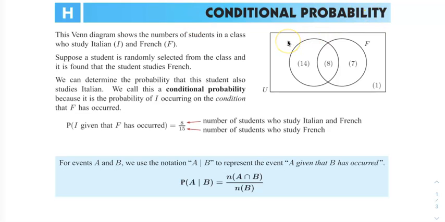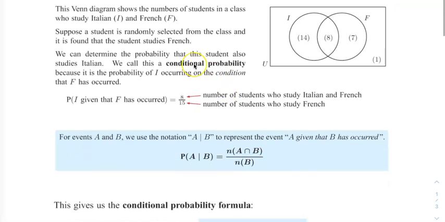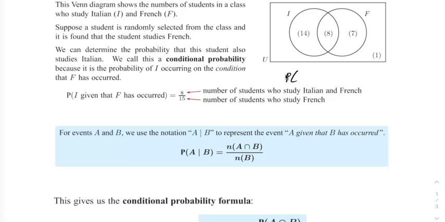Conditional probability. This is an important concept that IB loves to use in a lot of their questions. The idea here is we're going to find probability, but we're going to be given a little more information than normal. We're going to be given a condition. So, an example here: what's the probability of selecting a French student that studies French, given that he studies Italian? And that little bit of information changes the whole ballgame.